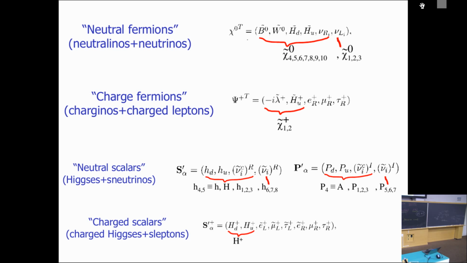This is a very simple idea, but the consequence is dramatic. You are breaking R-parity, you are losing the LSP as a dark matter candidate. You don't have this as a dark matter candidate anymore. All the particles with the same charge are mixing together. You are mixing neutralinos with neutrinos, charginos with Higgsinos. The Higgses now are a lot of them. You need to include in the neutral Higgses the right-handed sneutrinos, also the left-handed sneutrinos. All is mixing there together.